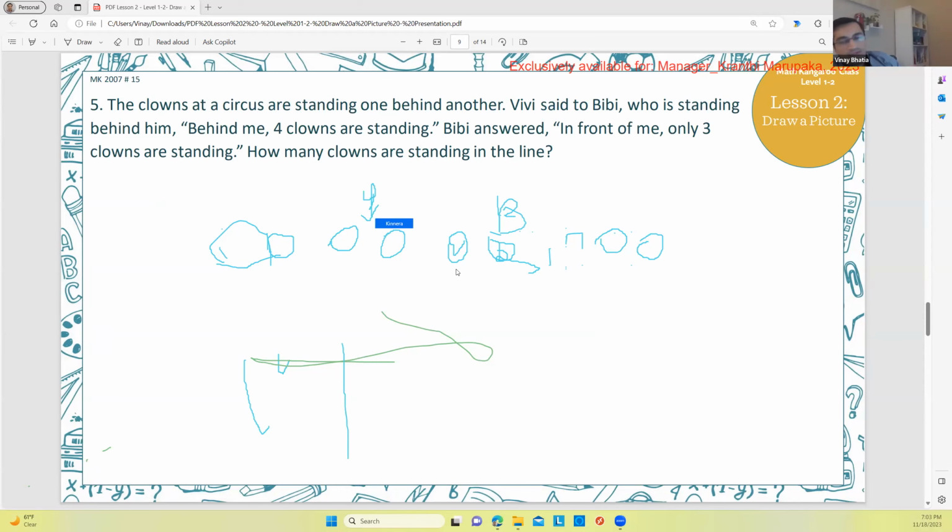So you start with one sentence at a time. Vivi said to Bibi. What did Bibi say? Who is standing behind him? Vivi said to Bibi, behind me, four clowns are standing. So that's what Vivi said.